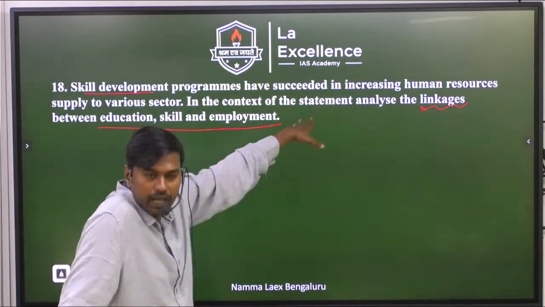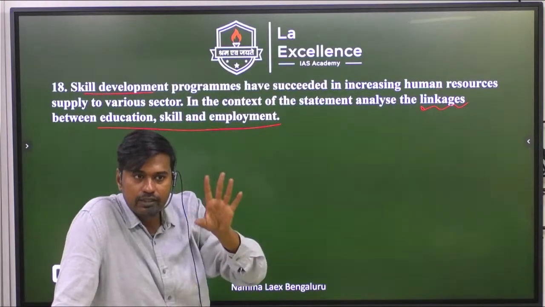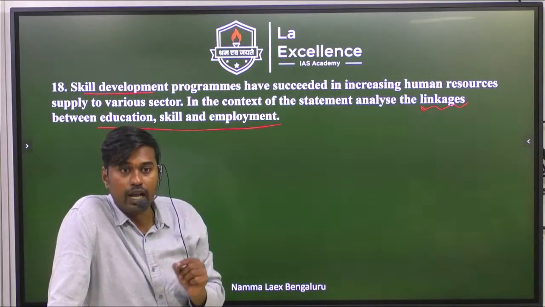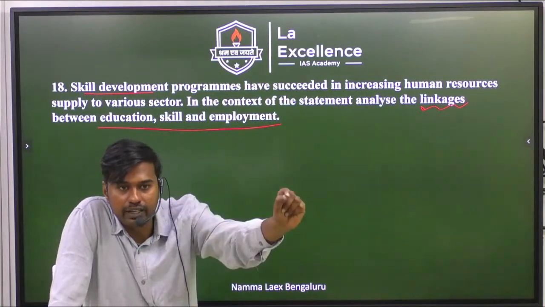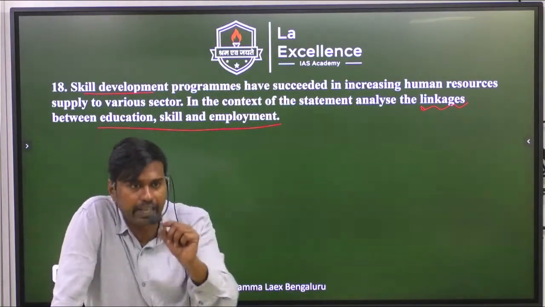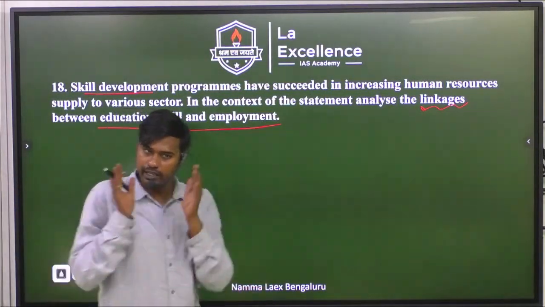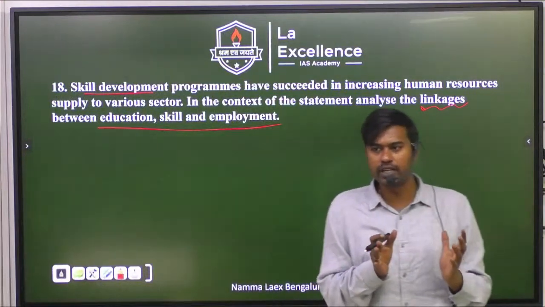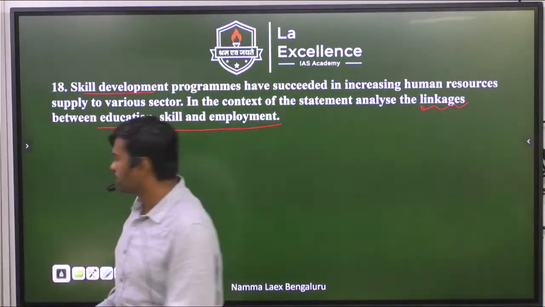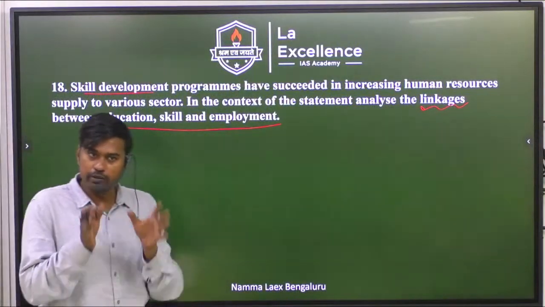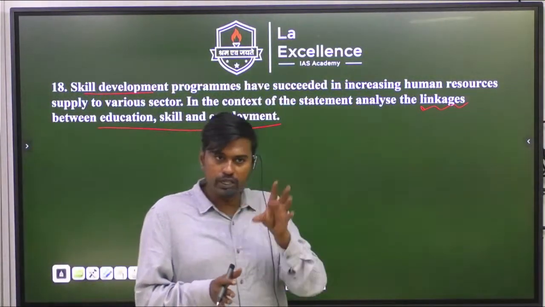Employment. When the education fails, the quality of education is not good, or the education is not updated to the market demand, at that time the linkage will be poor. But most of the times the linkage is very good. What kind of linkage? That linkage is actually a direct linkage. This is how we are attacking the question and staying within the theme of the question. You should talk there only.